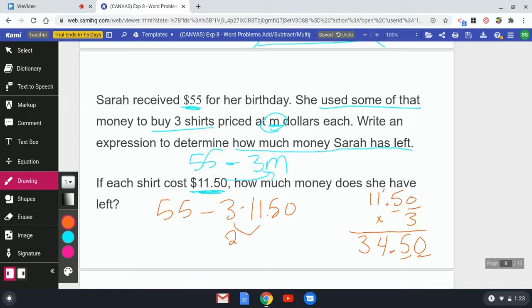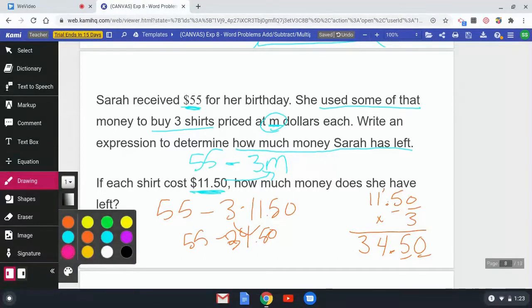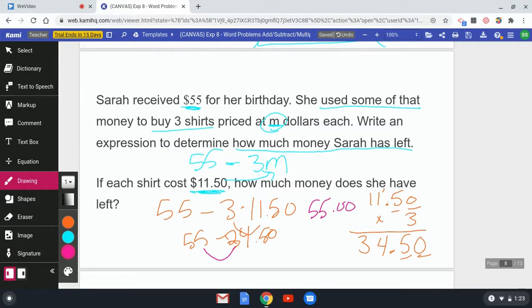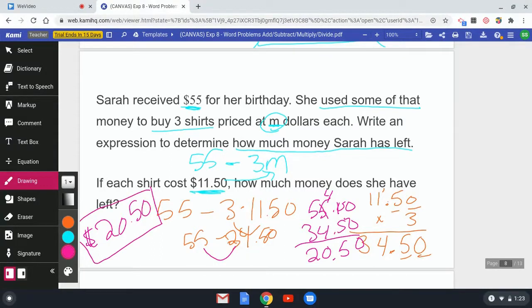So here I have $34.50. So now I have to evaluate this part. $55 minus $34.50. I have to regroup. 0 minus 0 is 0. 10 minus 5 is 5. 4 minus 4 is 0. 5 minus 3 is 2. So how much money does she have left? $20.50. Not too bad for getting 3 shirts out of that.